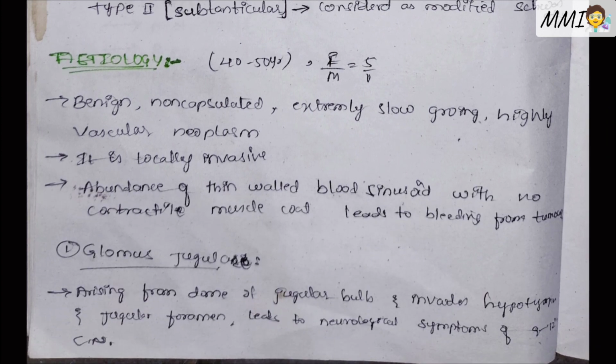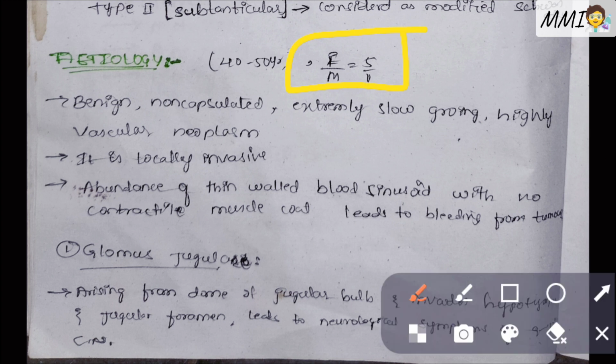Etiology: most commonly in 40 to 50 age group, and it is more common in females than in males, 5 times more common in females than in males. Okay, it is in age group of 40 to 50 years.